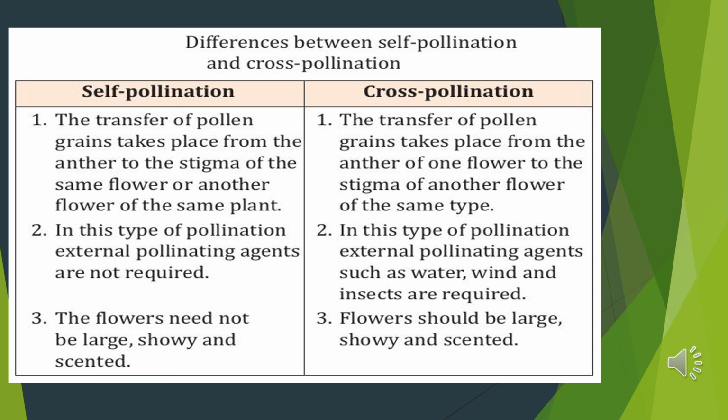Third point, in self-pollination the flowers need not be large, showy and scented. In cross-pollination, flowers should be large, showy and scented. Then only can they attract the insects. That's why.